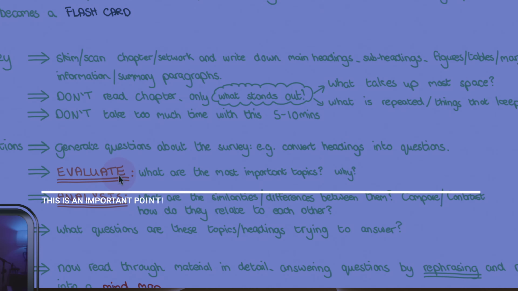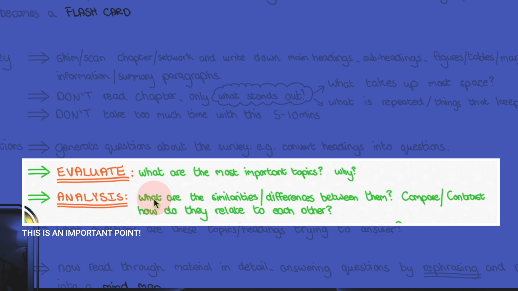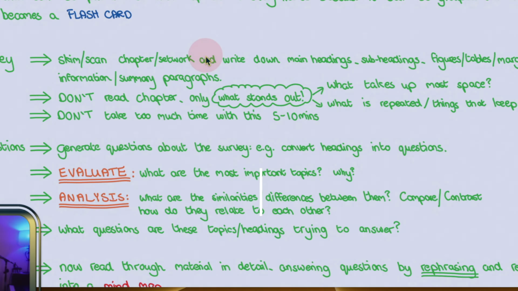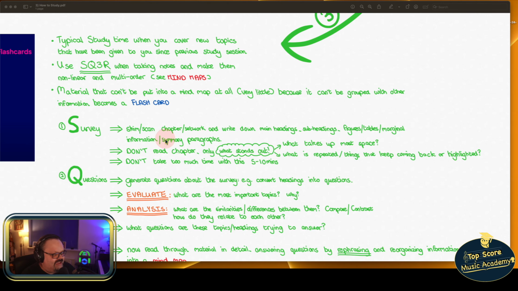is do an evaluation and do an analysis. So we are going to go into that in a little bit more detail when we come to encoding. So what do we mean by evaluation? What do we mean by analysis? We've already touched on this, guys, when we talked about the big ideas, the big things that stand out. That's kind of your evaluation.